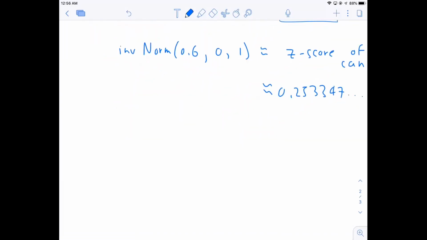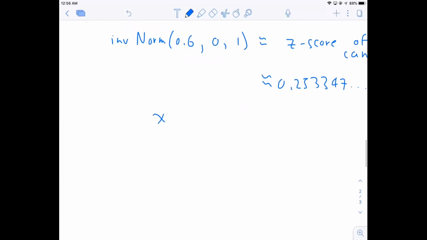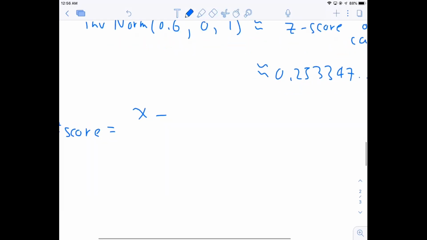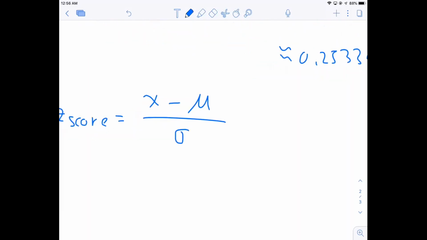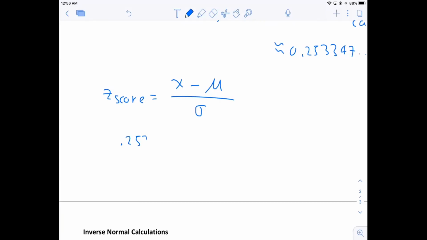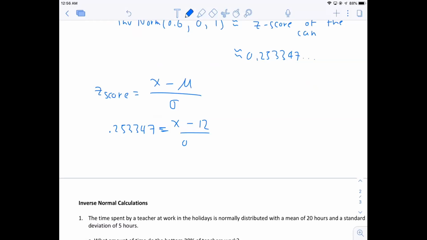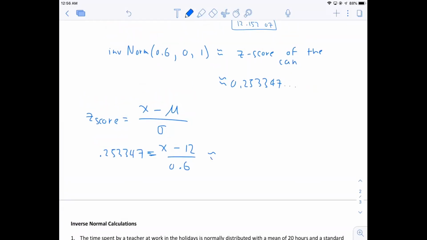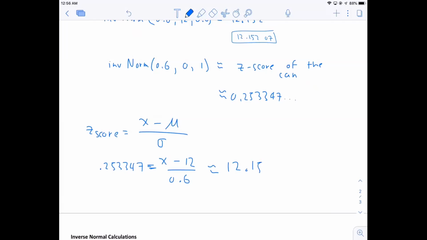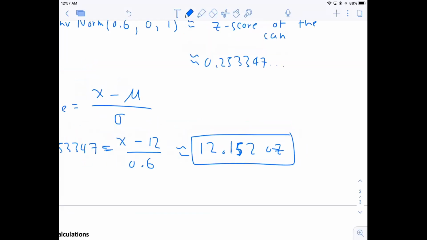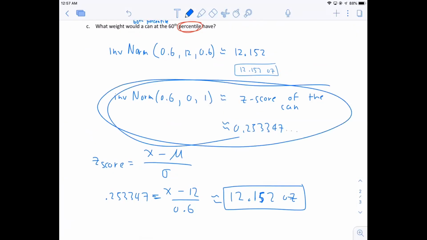We could still find the weight of the can by using the z-score formula. And we know the z-score, of course, is x minus the mean over the standard deviation. So we can say 0.253347 equals the weight of the can at the 60th percentile minus the mean of 12 over standard deviation of 0.6. And if you solve this, you're going to get 12.152 ounces as well. So you wouldn't ever really do it this way, but I just want that concept of z-scores to make sense.